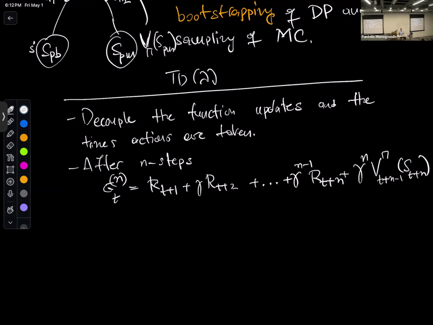So you see what we are doing now. The expression is a bit more revealing. We are using the t plus n state as a proxy of the future return to do the backup. If you set n equal to 1, we are back to the previous situation.